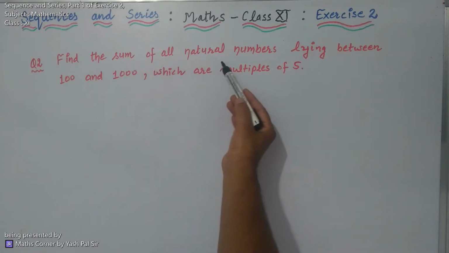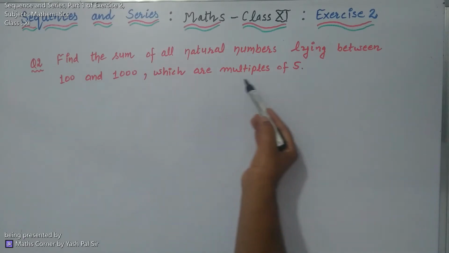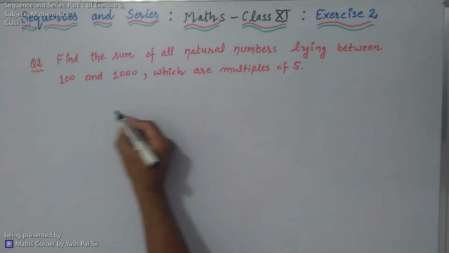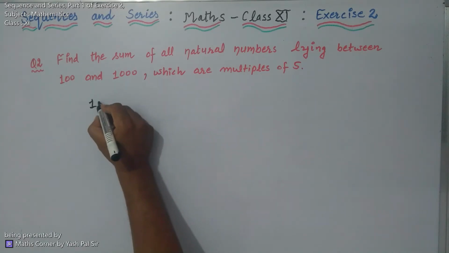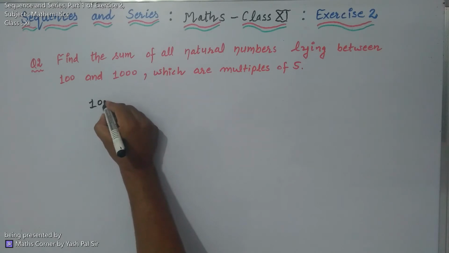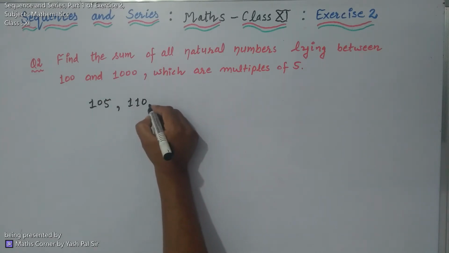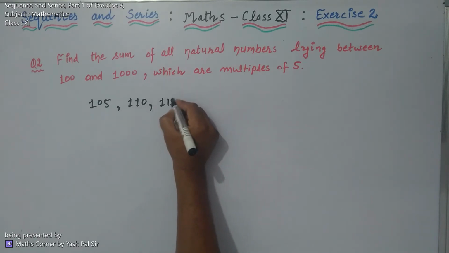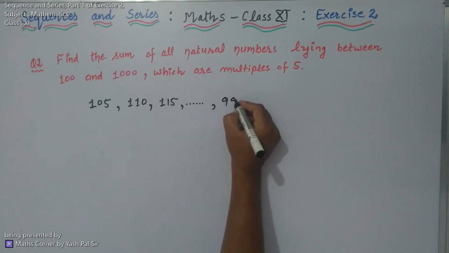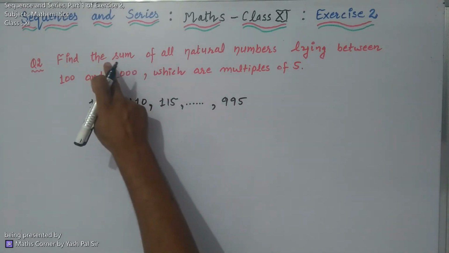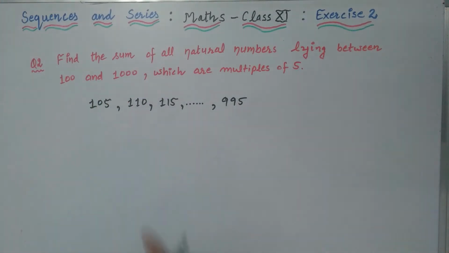Next question. Question number 2. Find the sum of all natural numbers lying between 100 and 1000 which are multiples of 5. So what are the numbers between 100 and 1000, multiples of 5? First number is 105, second number is 110, 115 and so on, and the last number will be 995, because lying between 100 and 1000 these are the numbers.